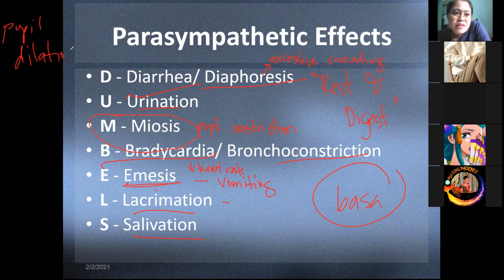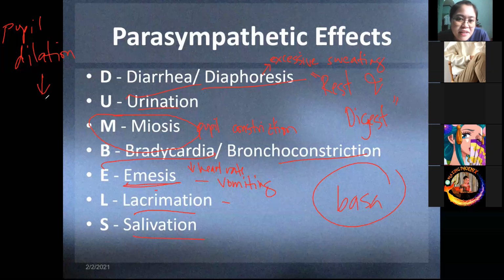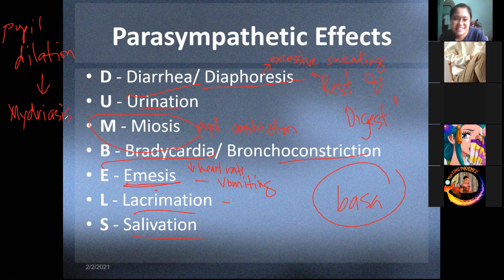Unsay tawag sa pupil dilation? Medical term. Unsa? Wala. Meiosis man lang sa pupil constriction. Ang sa ano? Baliktad ay Isabel. Midriasis. Midriasis. A ha. Midriasis. That's pupil dilation. Okay?